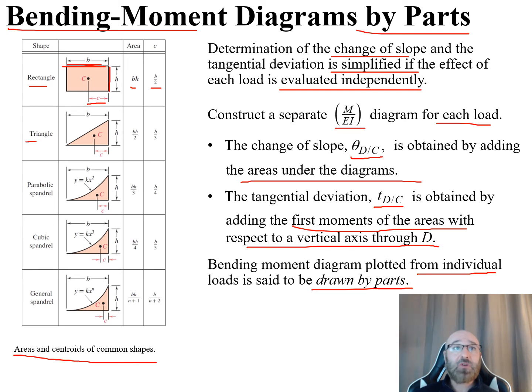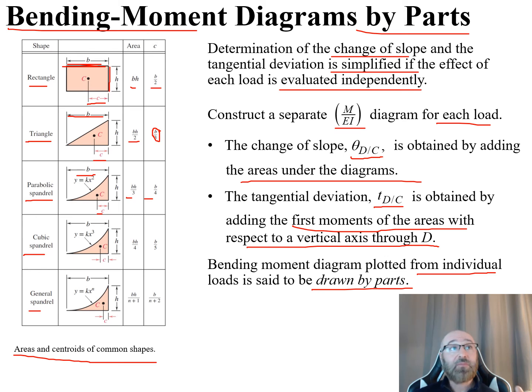We do the same thing for a triangle. So again, we have our width B, our height H, our distance C here. Now our C is equal to B over 3, where our area is B times H over 2. Then we have a parabolic shape here, where again we can relate all of these C's back to our widths. Same thing for a cubic and for general as well. So for all of these, we can reference back to this diagram for these shapes in order to evaluate each individually.